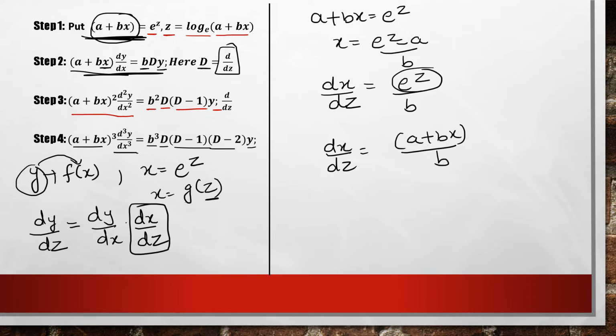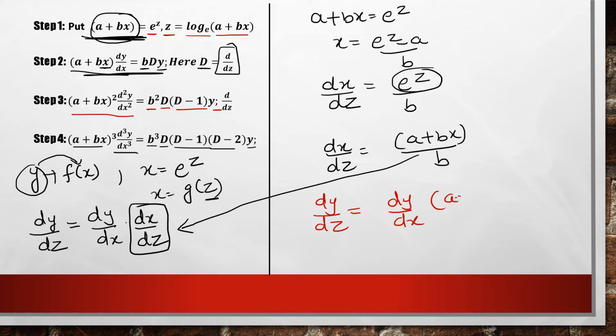Okay, now substitute this value here. So what are we going to get? Your dy over dz will be equal to dy over dx times (a plus bx) over b. Now take this b to the other side. So what we will get? b dy over dz equals (a plus bx) dy over dx.